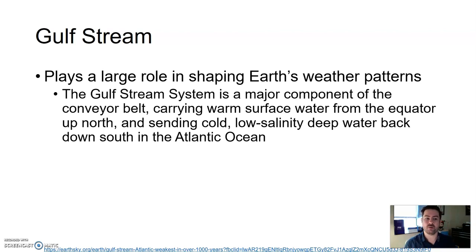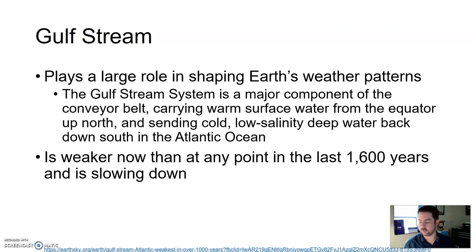It's a major component of that conveyor belt in the North Atlantic, carrying surface water from the equator up north past the U.S. East Coast, hence the ocean there is relatively warm, and then sending cold, low salinity deep water back down south in the Atlantic Ocean. So it's part of that overturn in the North Atlantic, carrying warm ocean water up, cooling down, dropping below the surface, and becoming that cool subsurface ocean current.